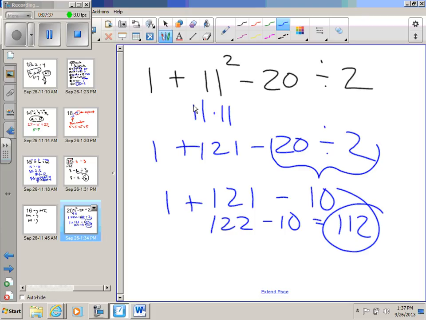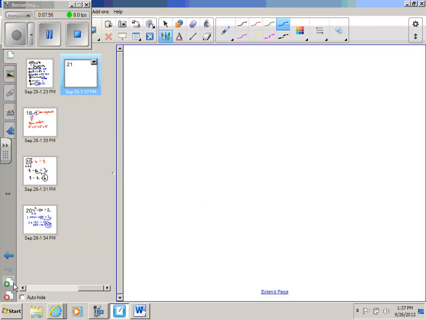The trick with order of operation problems is that even if you do them incorrectly, sometimes you're still going to get an answer, and an answer that might look right. But there is really only one correct answer. Try another one. 5 plus (2 plus 1) squared.